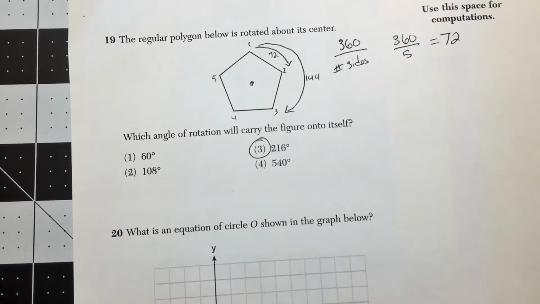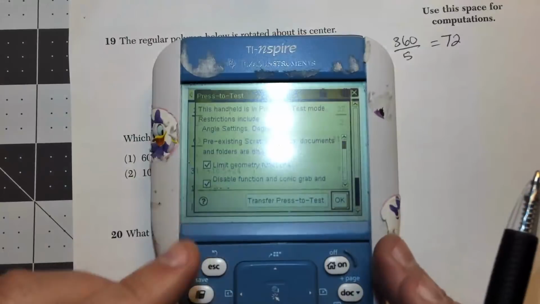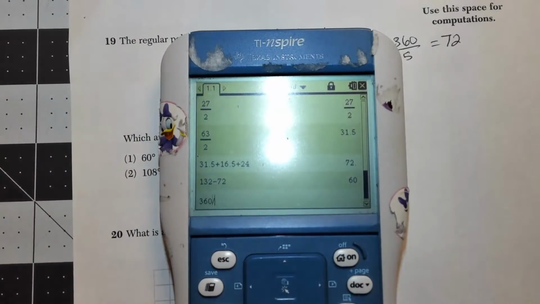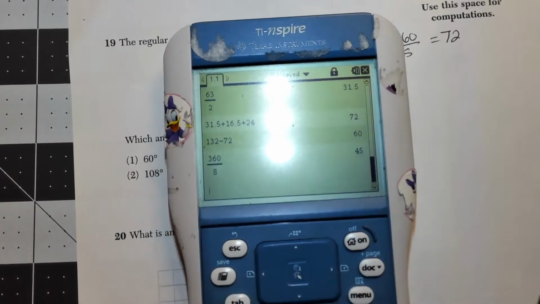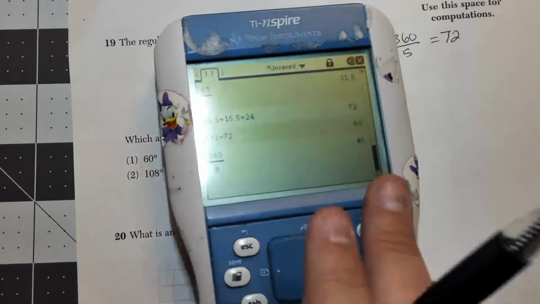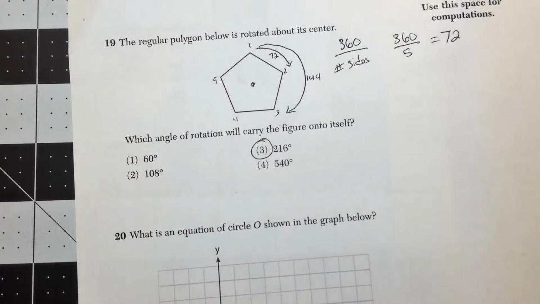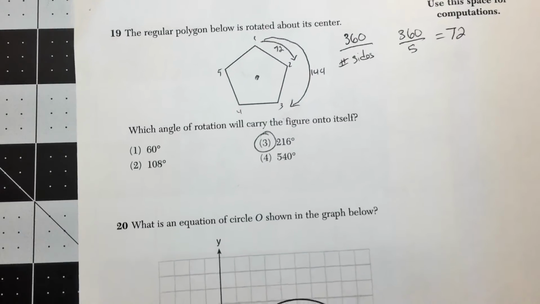So if this were an octagon instead, we would do the same thing. I would do 360 divided by 8 to get 45, and then I would look for answers that are multiples of 45: 45, 90, 135, 180, 225, 270, and keep going around. And that's what we're looking for.